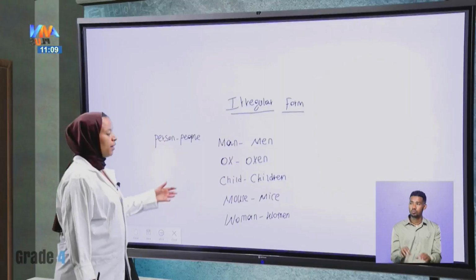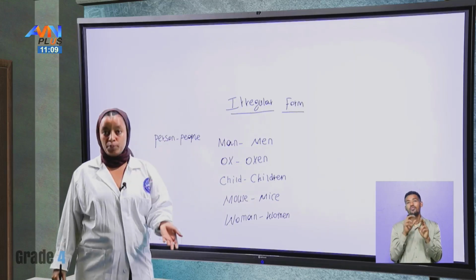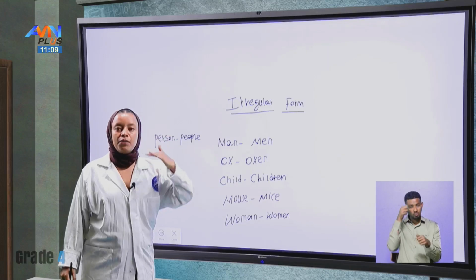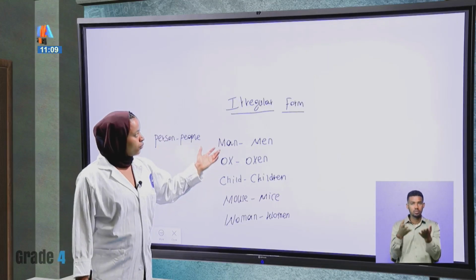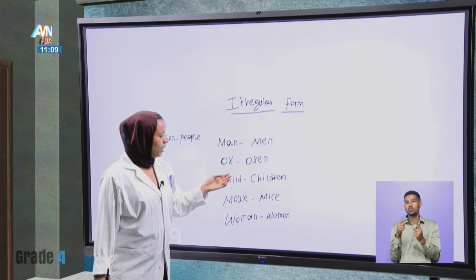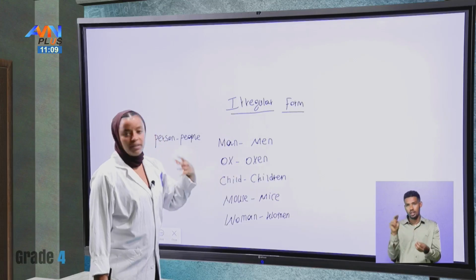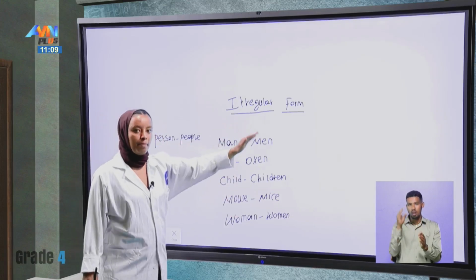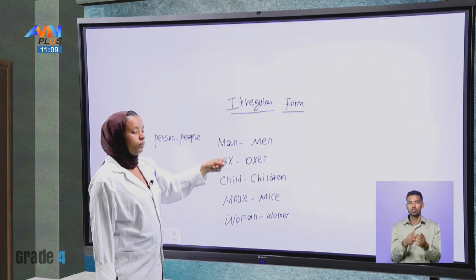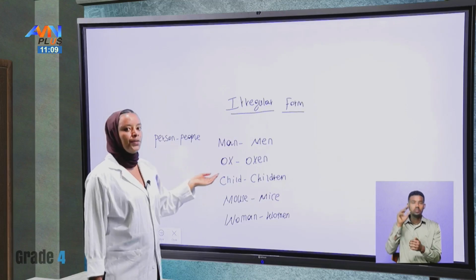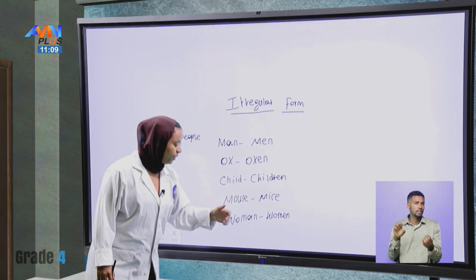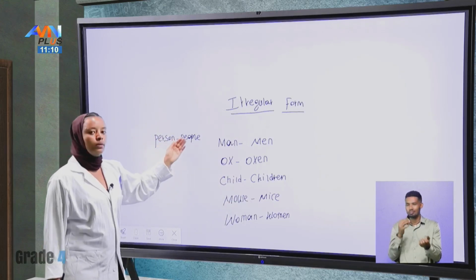So, students, these are some examples of irregular plural forms of nouns. You should rehearse these examples and memorize them every day. These rules are different for each noun. For example, here we just change A to E. Here is ox, add EN. And more examples: man, men. Ox, oxen. Child, children. Mouse, mice. Woman, women. And here's person, people.